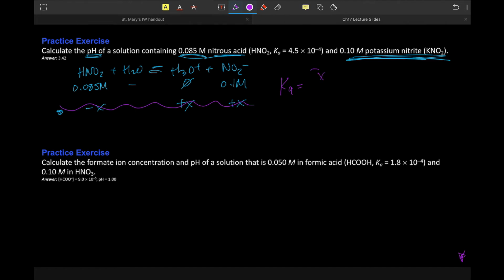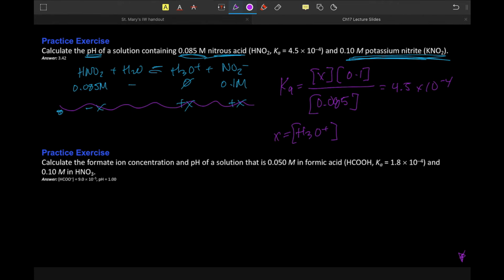So we plug in an x here for the hydronium ion, 0.1 molar there, and 0.085 molar down here, and all that equals 4.5 times 10 to the negative fourth. Then I solve for x. X equals my hydronium ion concentration, which means I just take the negative log of that to solve for the pH. Does that make sense?